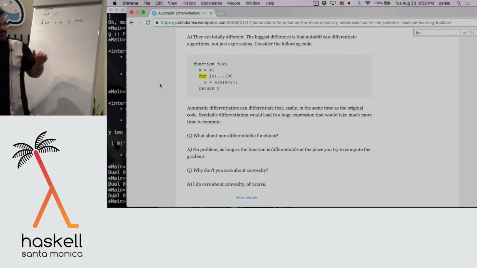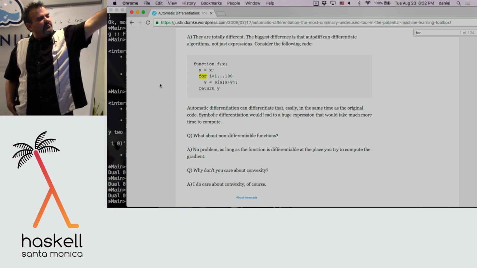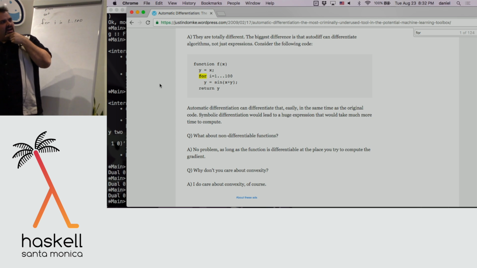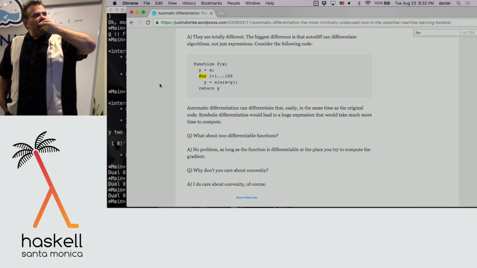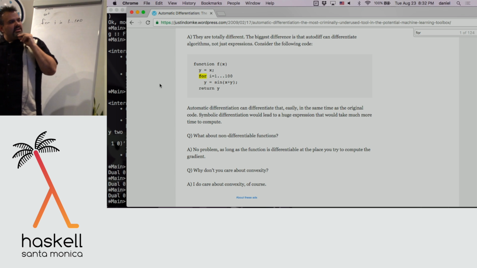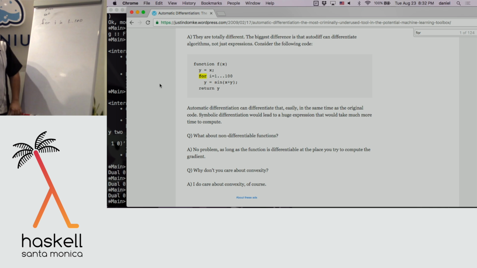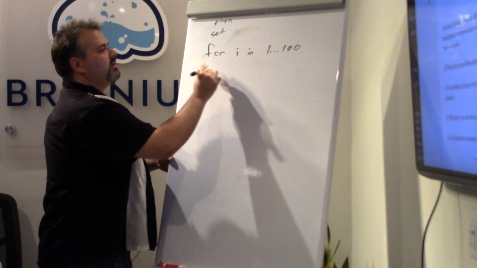This is something that maybe people wouldn't call a function because you can't really write it down. Okay, what is this? With function, set y equal to x. So we're given x, we set y equal to x, and for the numbers 1 to 100, we reassign y to sine of x plus y. And then when we're done, we return y.